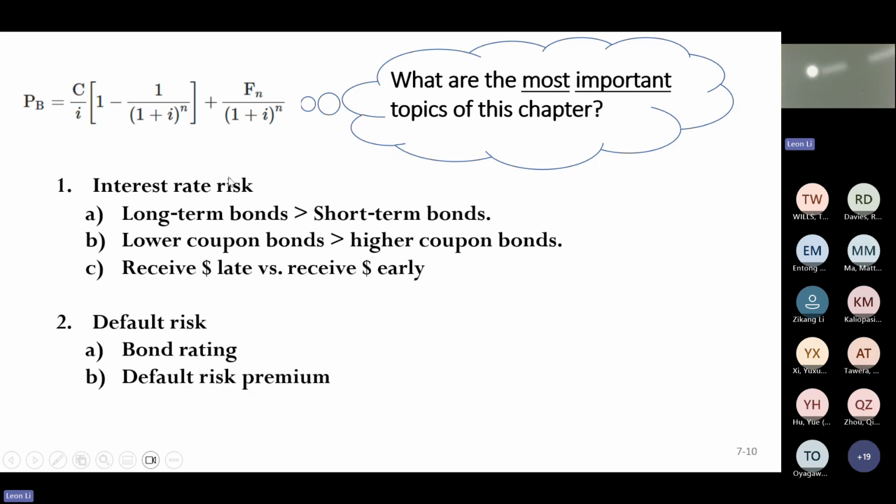In addition to interest rate risk, the bond has a default risk, right? The company or the bond issuer might go bankrupt. This is the default risk. I hope students know the bond rating. We have A, B, C, right? Bond rating, and the default risk premium. Premium means additional return, additional return for default risk.